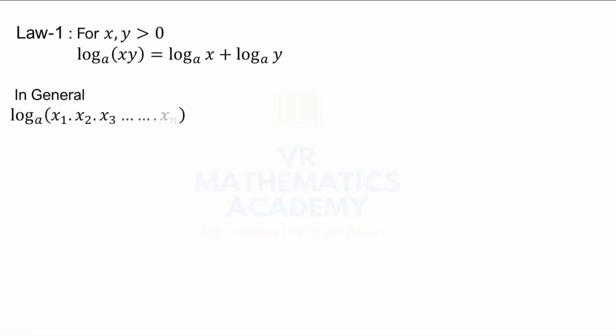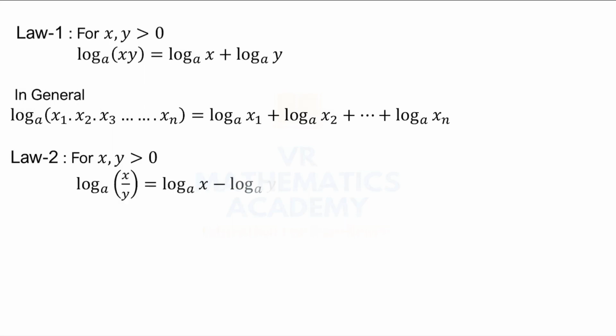In general, the first law can be written as log of x1 into x2 into x3 up to xn is equal to log of x1 plus log of x2 up to log of xn. According to law 2, log of x over y will be equal to log x minus log y. This can also be proved as we have proved law 1.